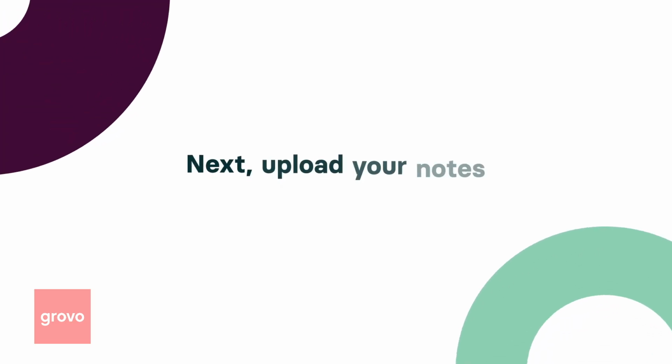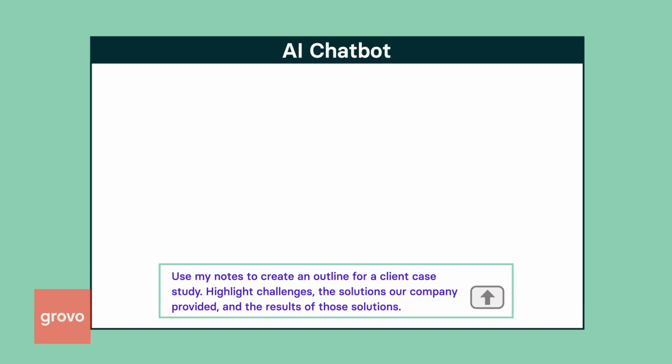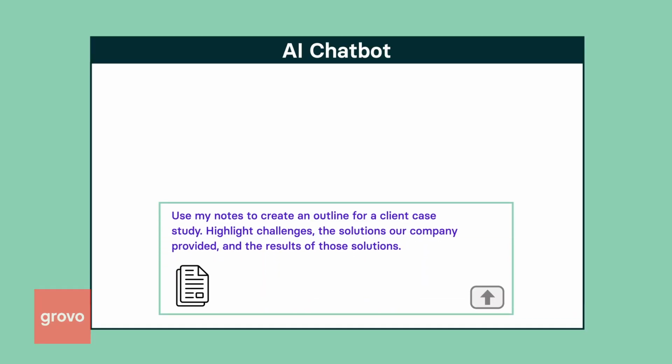Next, upload your notes to the chatbot. You can reword your notes or paste them into the chat as is. With your notes and prompt in the text box, you can now send your message to get an outline.